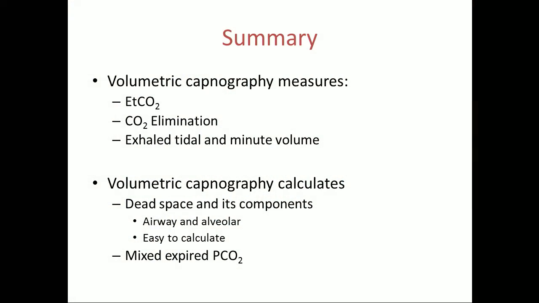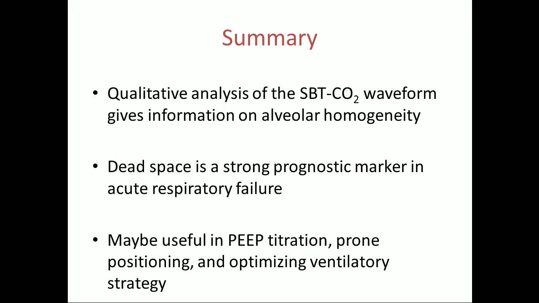So in summary, volumetric capnography measures your end-tidal CO2. It measures your rate of CO2 elimination, or your VCO2. It gives you a much more accurate measurement of the actual expired tidal volume and your minute ventilation. Volumetric capnography also calculates physiological dead space and its components. Qualitative assessment, so just eyeballing the capnograph, gives you some useful information about the state of the lungs and the state of ventilation. Dead space is consistently proven to be an important and independent predictor of prognosis in ARDS.